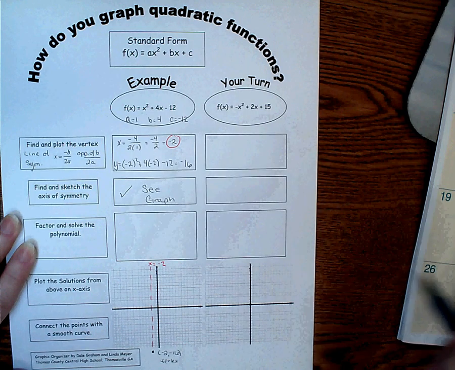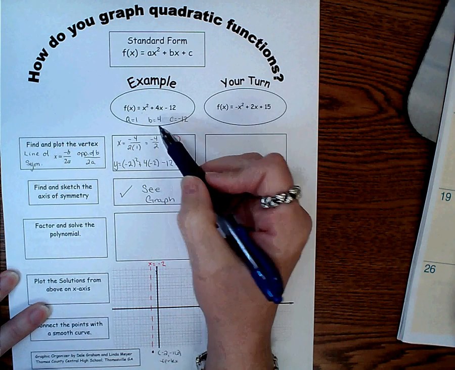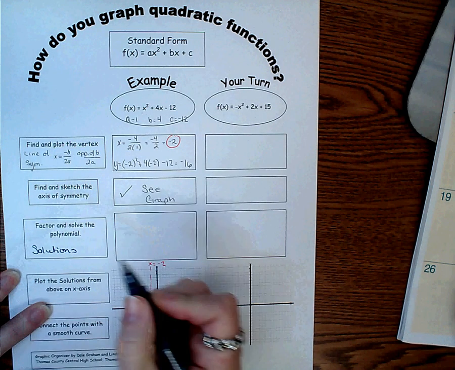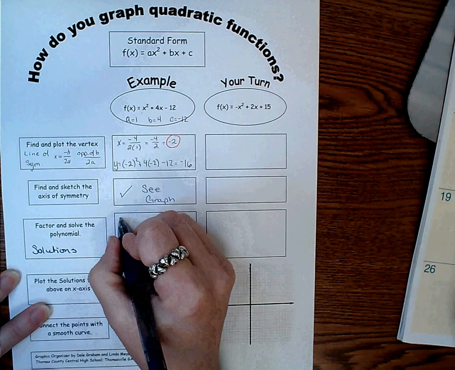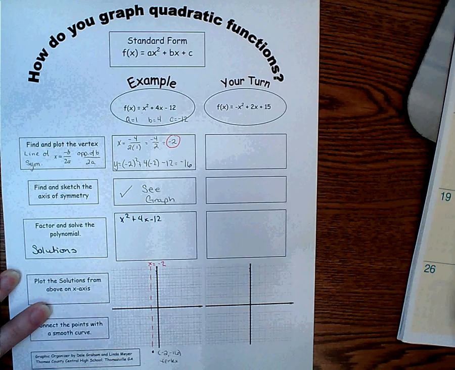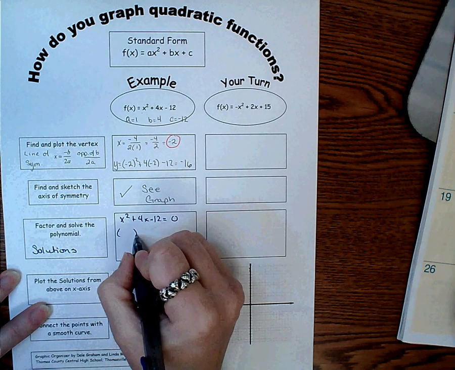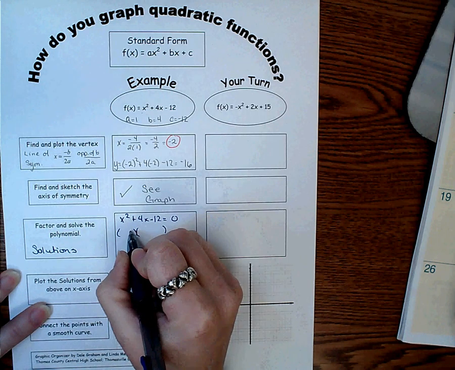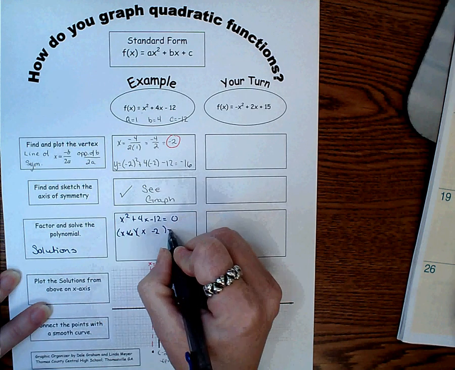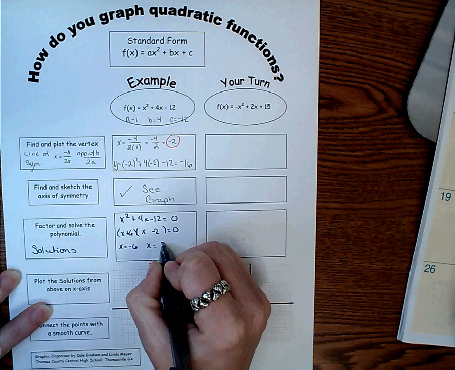Okay, the next thing I have to do is find my solutions. And the way you find your solutions is by factoring. So we have x squared plus 4x minus 12 equals 0. To factor, you look for the factors of 12 that are going to give me 4, and that's going to be +6 and -2. So my solutions are x equals -6 and x equals +2.